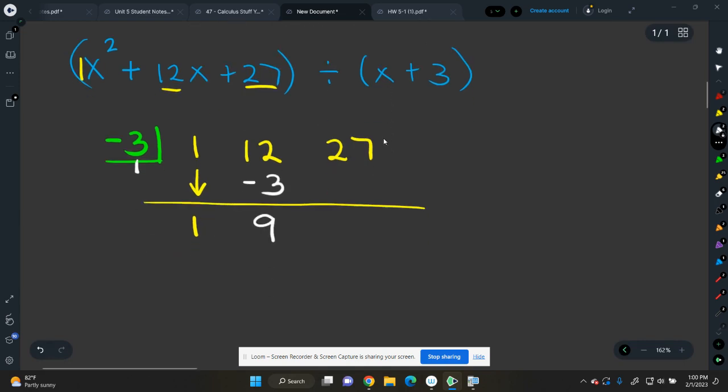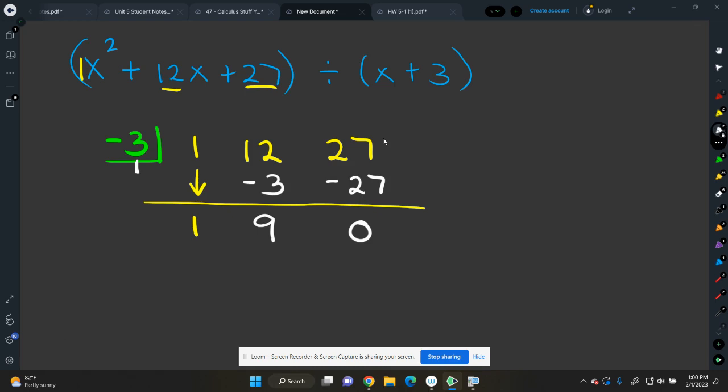And then we multiply, we add. We multiply, we add. Okay? -3 times 9 is -27. And we add them. You have to use synthetic division. Okay? That's our remainder, zero. So what does this mean?